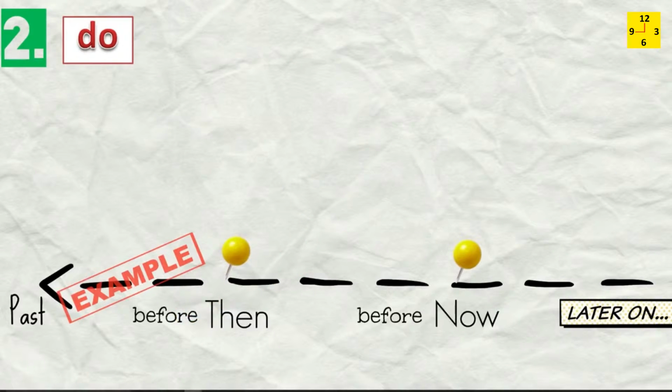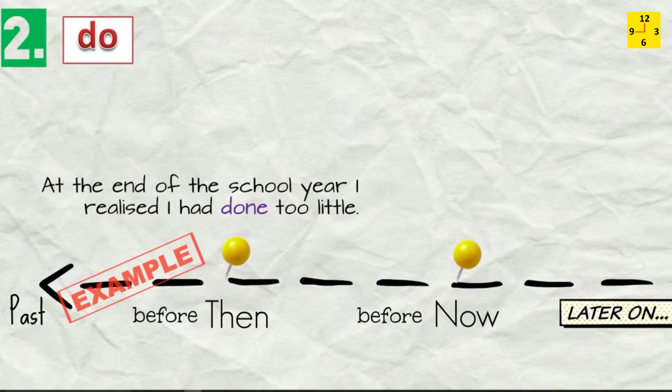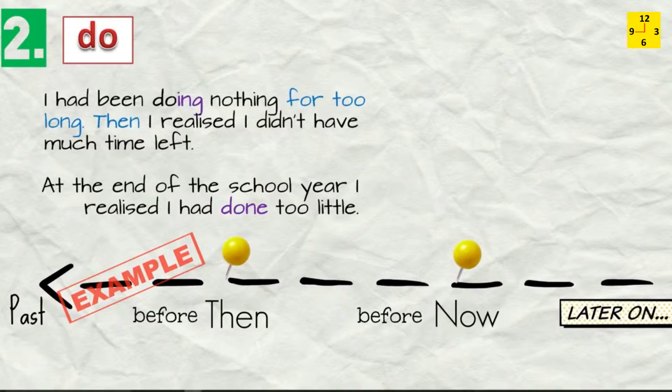And before then, examples. At the end of the school year, I realized I had done too little. I had been doing nothing for too long. Then I realized I didn't have much time left.